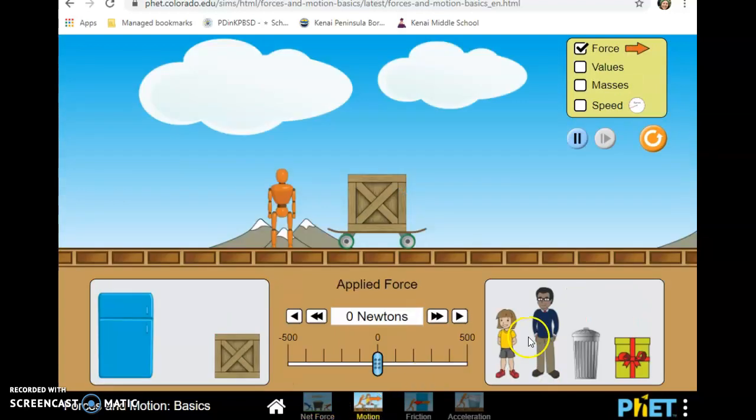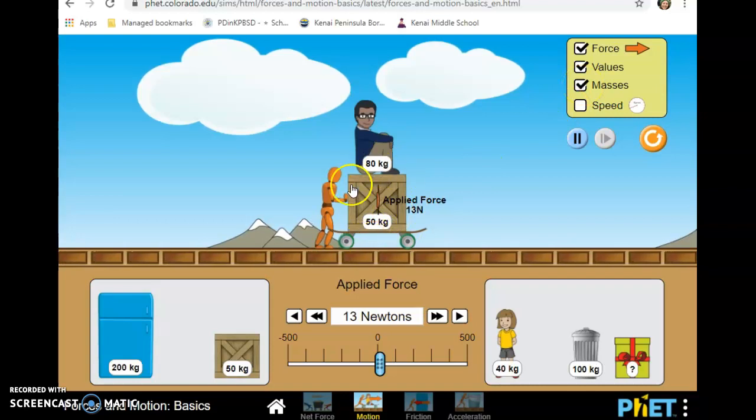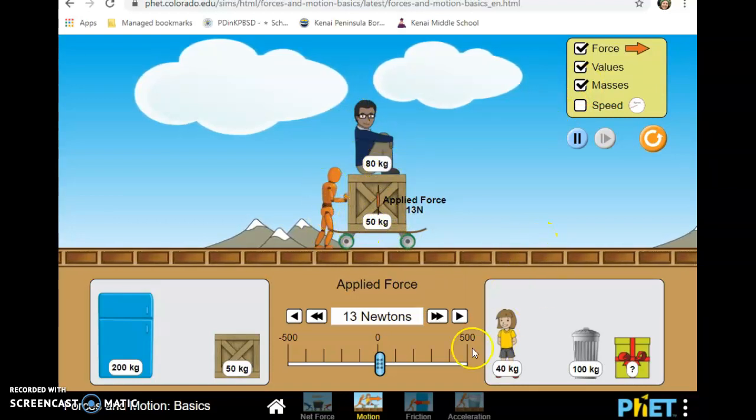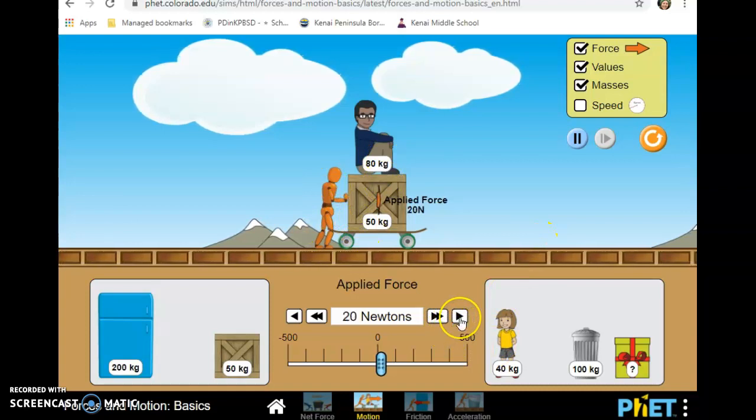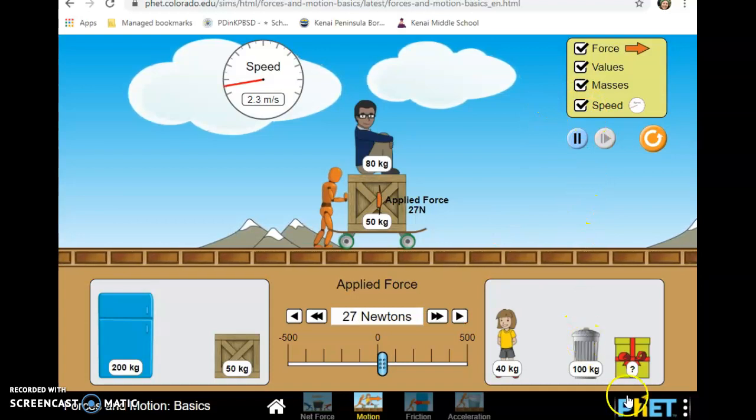There are also, you can put this little guy up here, increase your newtons. Okay, it might take a while. You can see he's barely starting to move. We can add our forces here. Mass. So the box is 50 kilograms, he's 80 kilograms. It's taking a lot of force to get that moving. Okay, but the more force you add, actually, the more he will speed up.